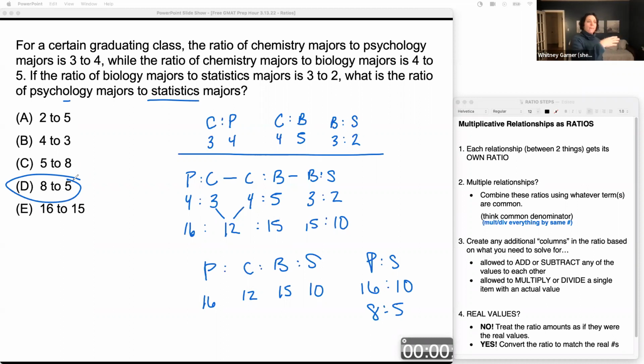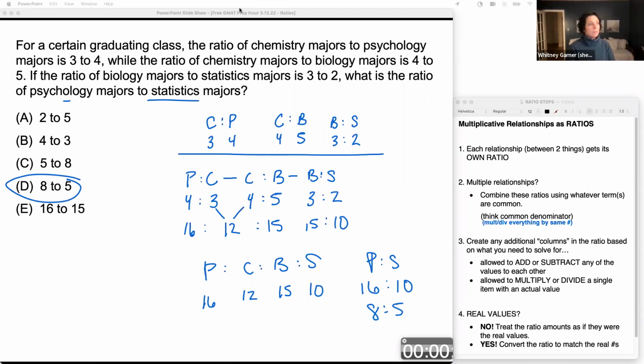However, when I start to get a big string of relationships, it can be hard to keep a smart number straight. So anytime I'm in multiplicative, even if I do intend to pick smart numbers, right? Like choose values and plug them in, I'm still going to set them up like a ratio more than I would ever set them up like an equation. Where we normally start to run into trouble is when we get to questions where there are real values given.